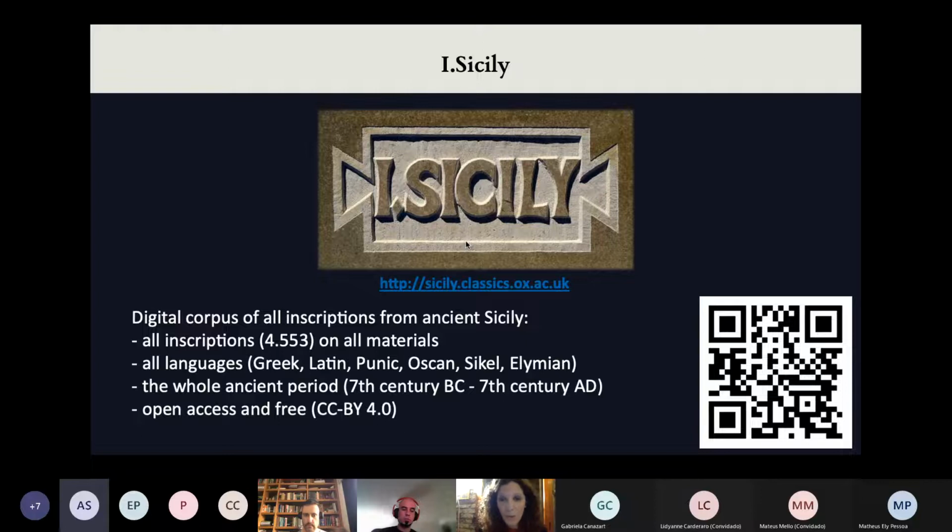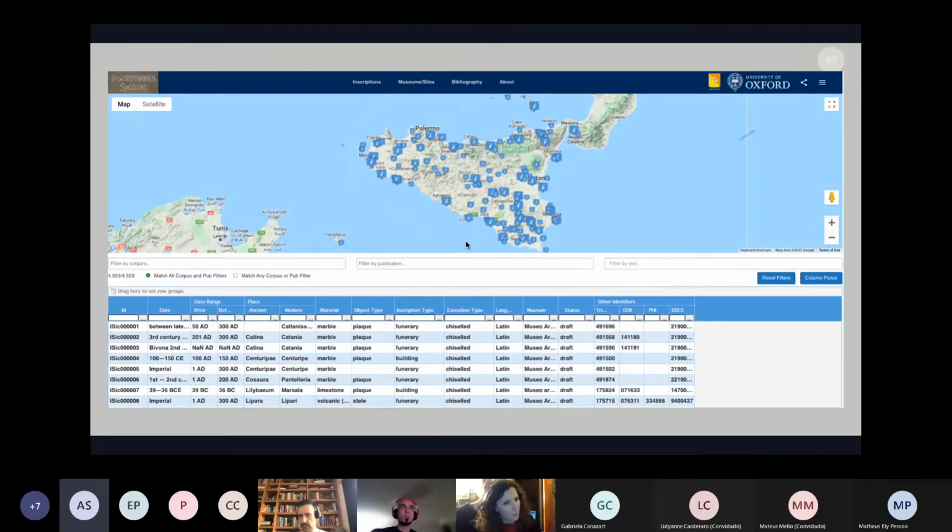And for now, we have 4,500 inscriptions inside, but when we are finished, there will be like 10,000, maybe more, because it goes until the 7th AD. This project is useful if you are interested in the island, because you can use different filters in the main page to decide if you want to see all the inscriptions in ancient Greek, or all inscriptions in Latin, or on metal, stone, and so on. So you have different filters.